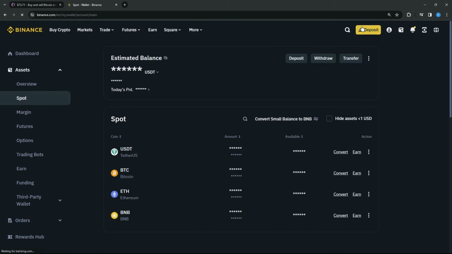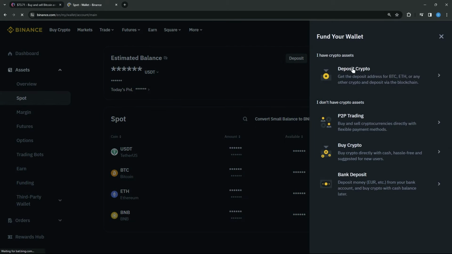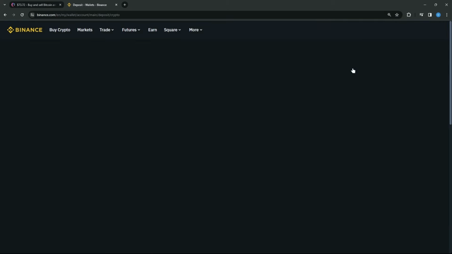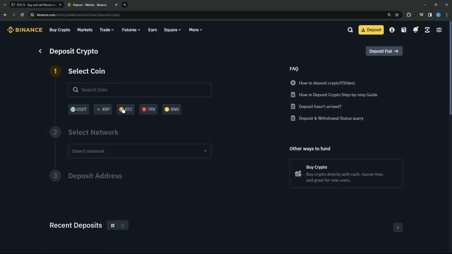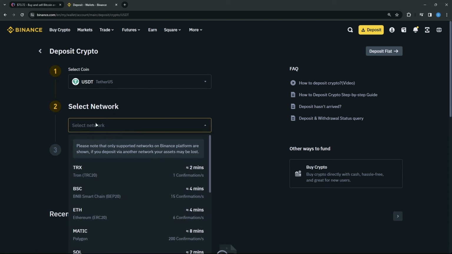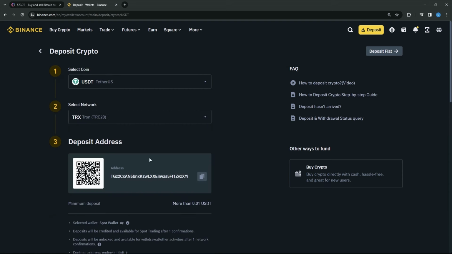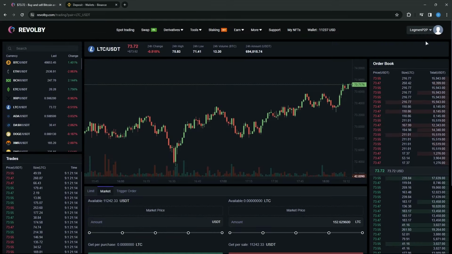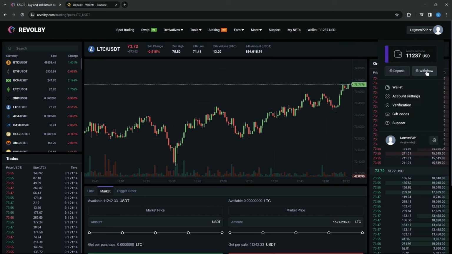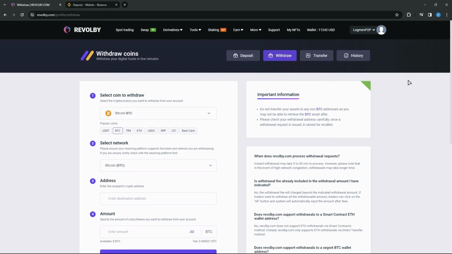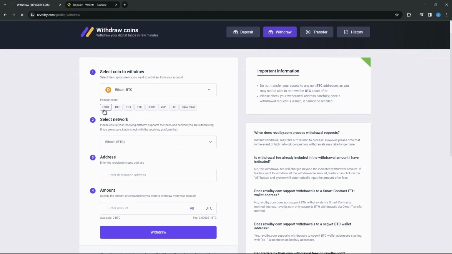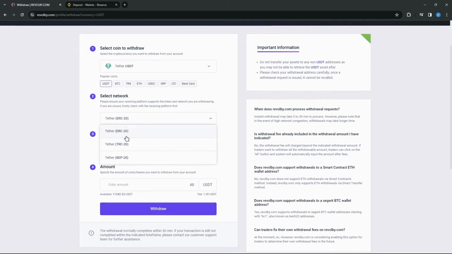Next, go to Binance and click Deposit. We choose the network TRC20, copy the address and paste it on Revelbee. Specify the amount to transfer. In my case, it is my entire balance.